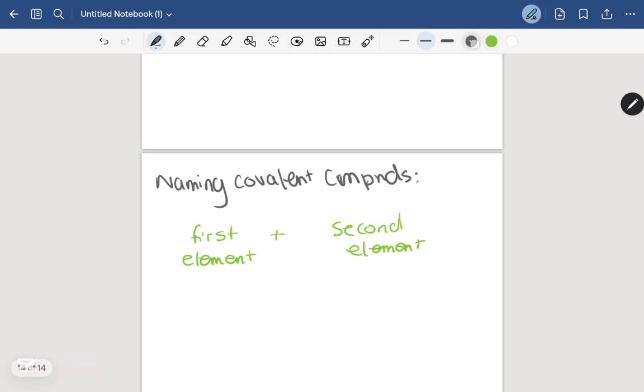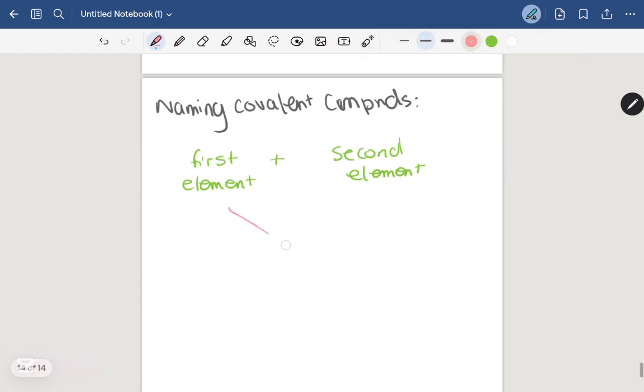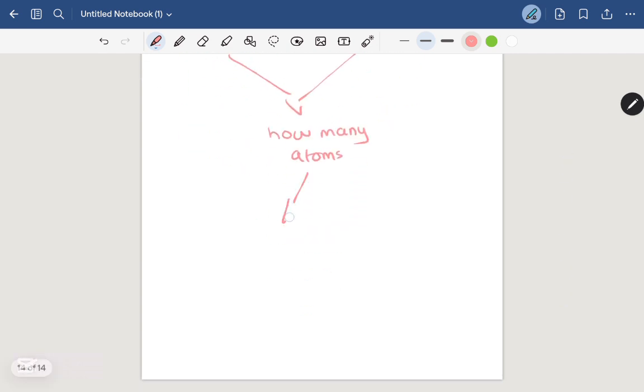Now, how you are going to name this is very important, so you just need to check very important things. For both of them, you're supposed to check what? You're supposed to check how many atoms each one has. Some important prefixes you can have: mono means one, di means two, tri means three, tetra means four, and penta means five. These are some of the most important. So 1, 2, 3, 4, and 5. Let us take an example.